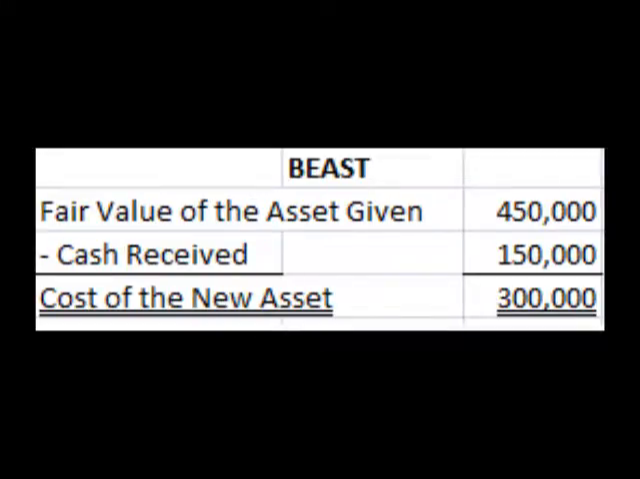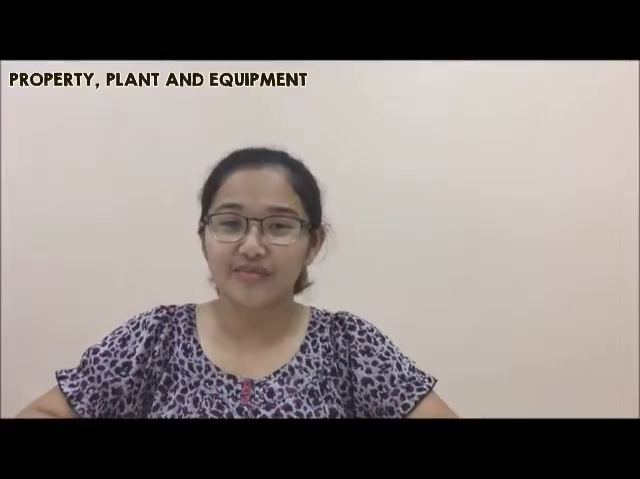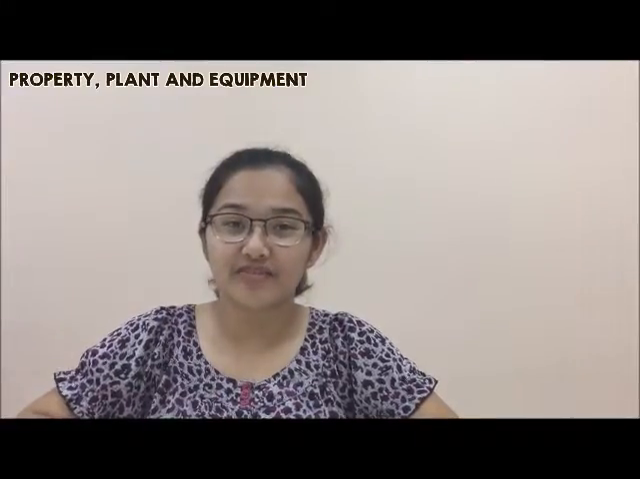On the part of Beast, being the recipient or the payee, the fair value of the asset given is 450,000 pesos. Subtract the cash received from Beauty amounting to 150,000 pesos. The difference, which is 300,000 pesos, is the cost of the new asset that Beast will record on his books.